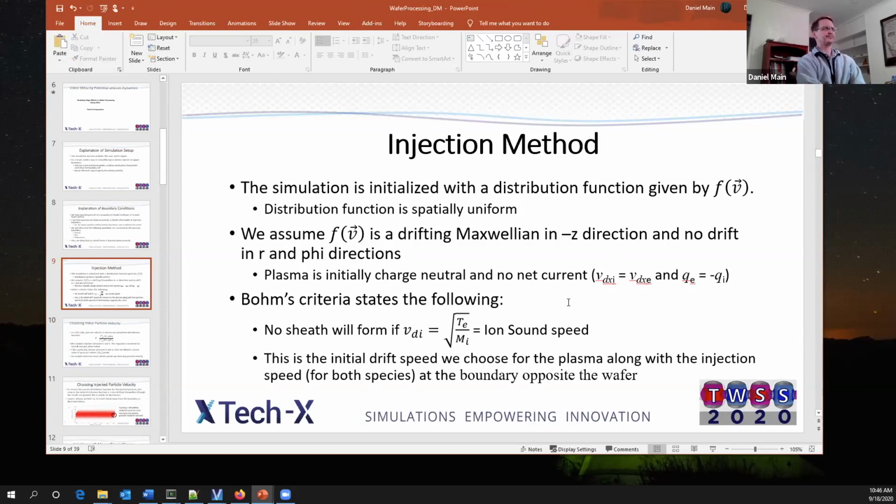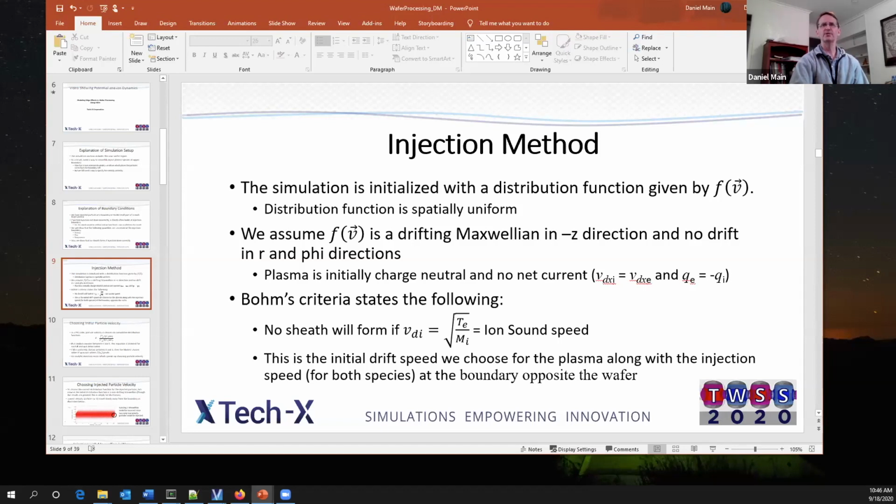David Bohm, a big name in physics in general, came up with this criterion that if we inject the species at the ion sound speed, there should be no sheath. So we've chosen the drift speed to correspond with the ion sound speed, which would be very slow.